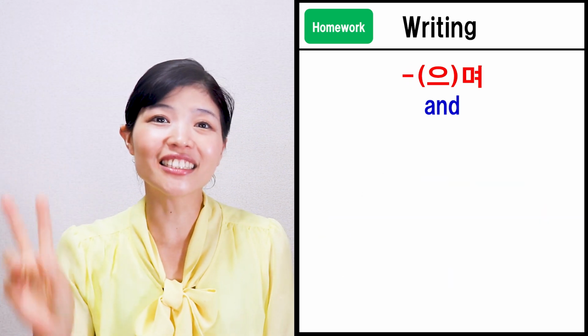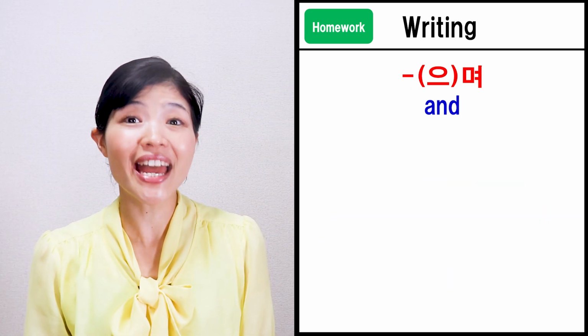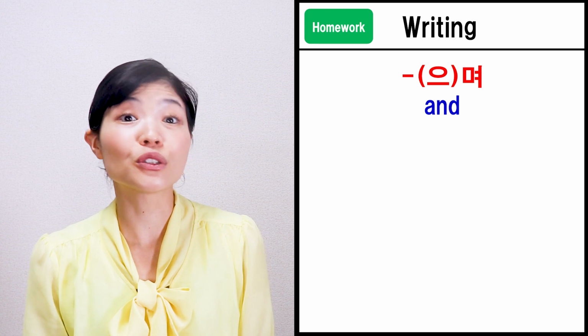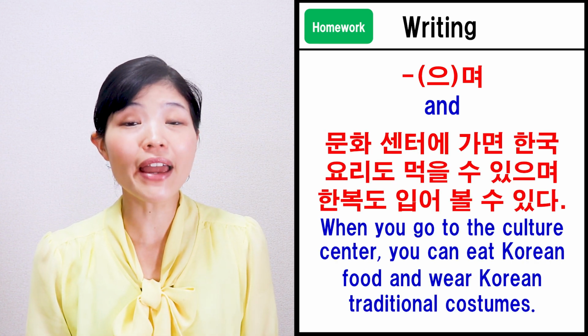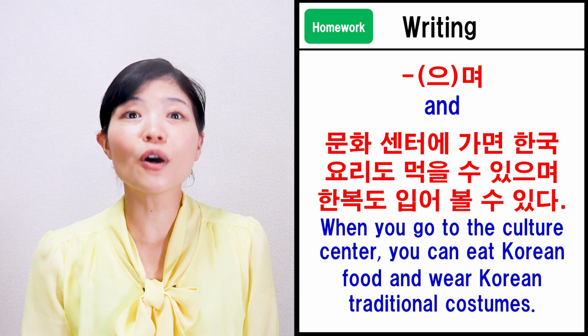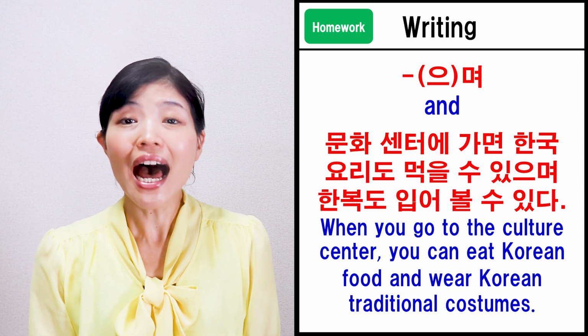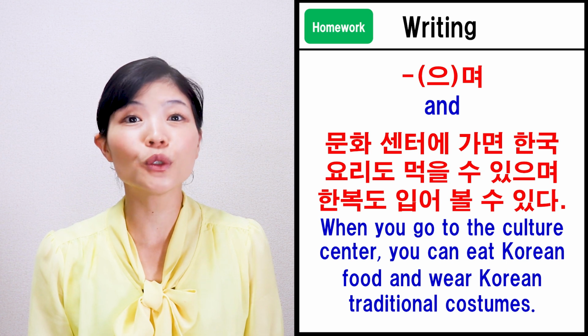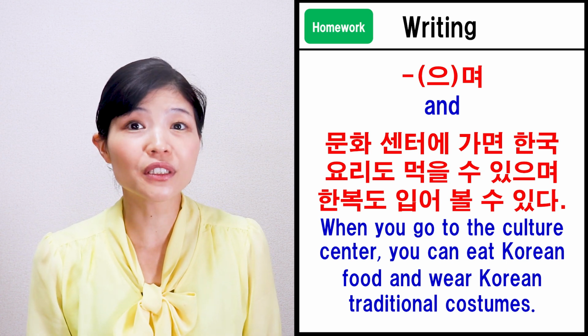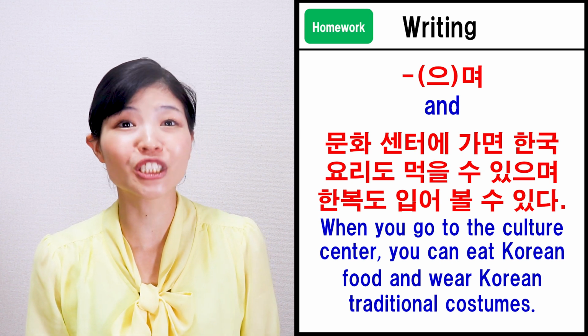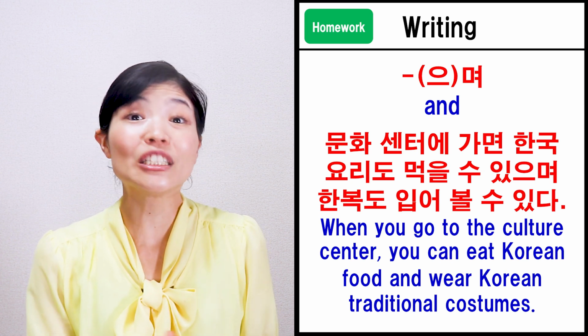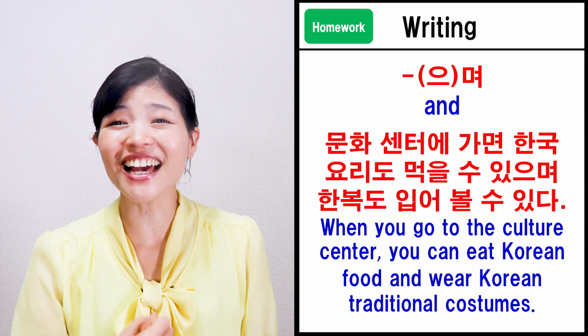For the second sentence, please use 으며 and to make a sentence that you could see in a newspaper article. For example, 문화센터에 가면 한국 요리도 먹을 수 있으며 한복도 입어볼 수 있다. When you go to the culture center, you can eat Korean food and wear Korean traditional costumes. Like this sentence, 으며 makes the sentence very elegant.